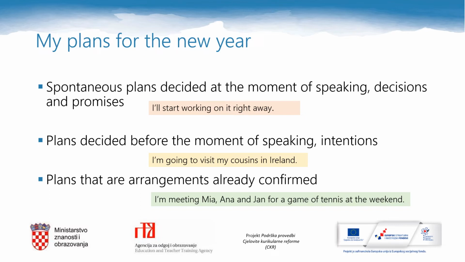Then you can have plans decided before the moment of speaking, your intentions, like in the first 2 sentences of Matthew's speech. "I'm going to visit my cousins in Ireland," you can say. And then you can have some plans that are arrangements that are already confirmed, like in the last sentence from Matthew's poster. "I'm meeting Mia, Anna and Jan for a game of tennis at the weekend." That has already been arranged and confirmed, and you can use the present continuous, even if it's future.